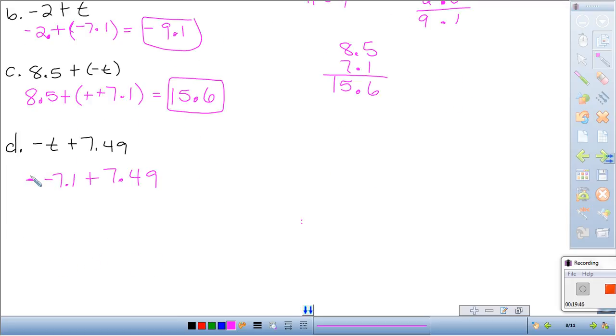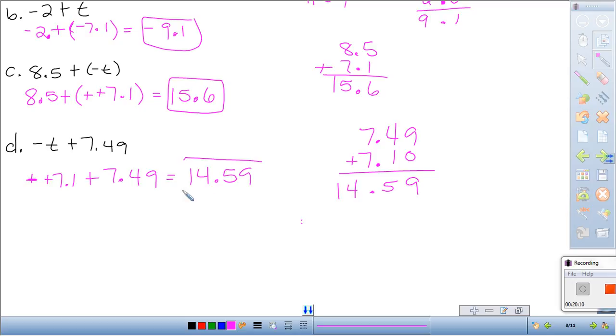So you can cross them, plus, plus. And same sign or different signs? Now they both have the same signs. They're both positive, so add them up. Make sure you line up your decimal. You can add a 0 if you need to. 9 plus 0 is 9. 4 plus 1 is 5. Bring down your decimal. 7 plus 7 is 14. So 14 and 59 hundredths.